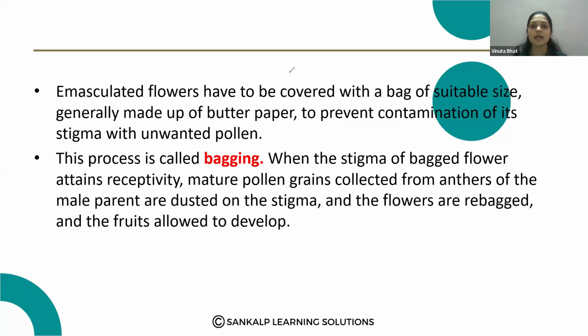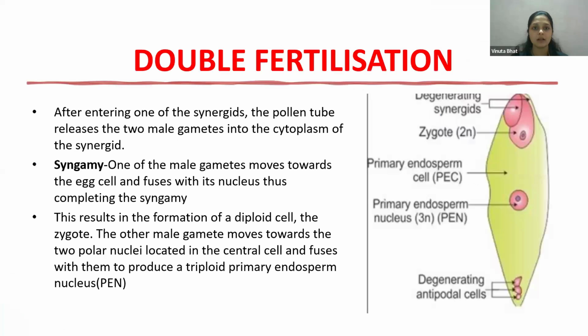So in artificial hybridization, what do they do? We want desired characters in the plant, so the pollen grains are dusted on the stigma. Okay, and it is again rebagged. So that is the process of the artificial hybridization.